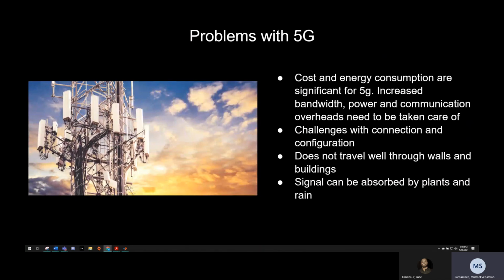Some problems with 5G include cost and energy consumption are significant. Increased bandwidth, power, and communication overheads need to be taken care of. There's challenges with connection and configuration. Also, it does not travel well through walls and buildings, and signals can be absorbed by plants and rain.